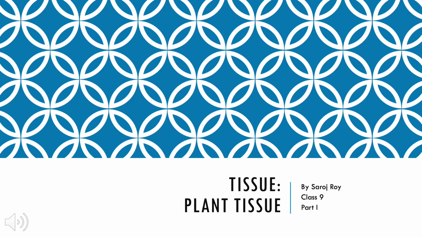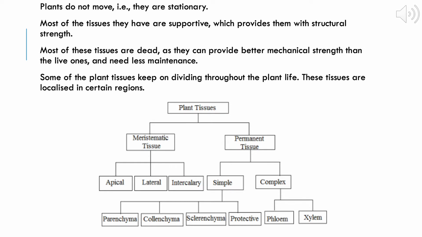Hello students. Today we are going to start the new chapter, that is tissue. We have already studied about the cells in the previous one, and the group of cells performing similar function is called tissue. In this chapter we will learn about the plant and animal tissue. So students, the group of cells performing a specific function are called tissue.